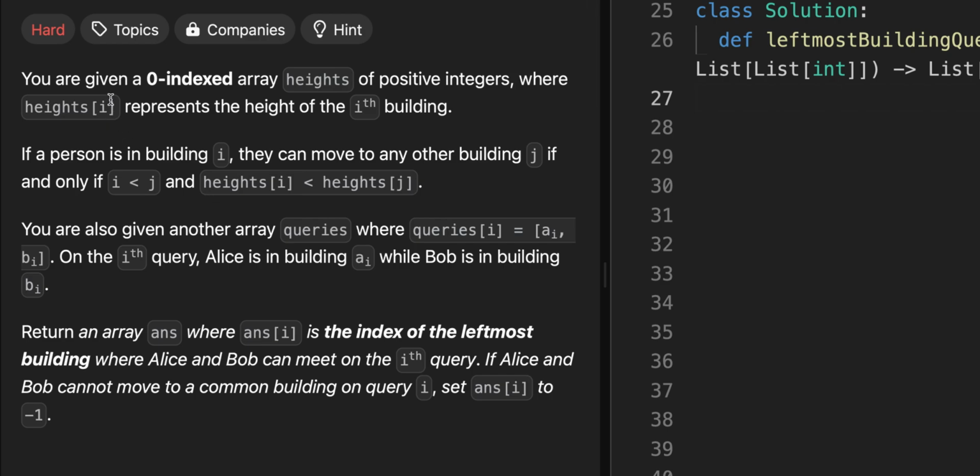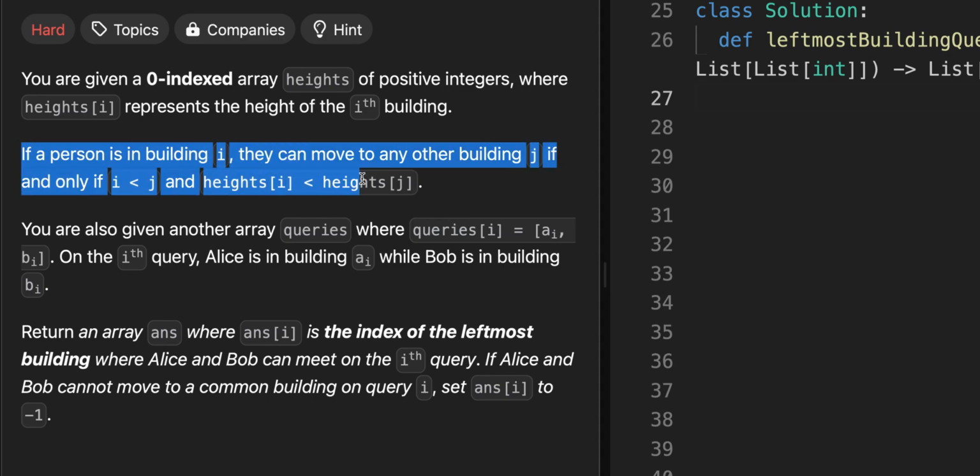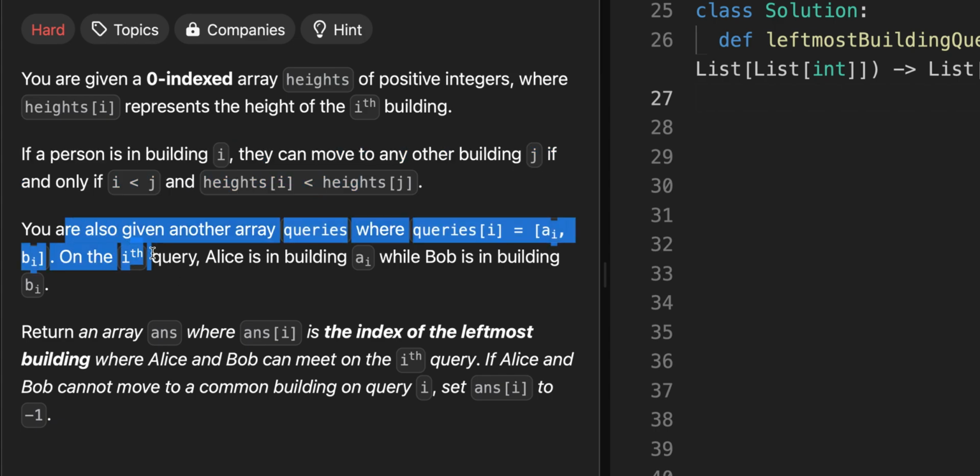You're given an array of heights with positive integers. If a person is in building I, they can move to any building J if and only if I is less than J and heights of I is less than heights of J. You're also given another array queries where queries I equals AI, BI. On the ith query, Alice is in building AI while Bob is in building BI.